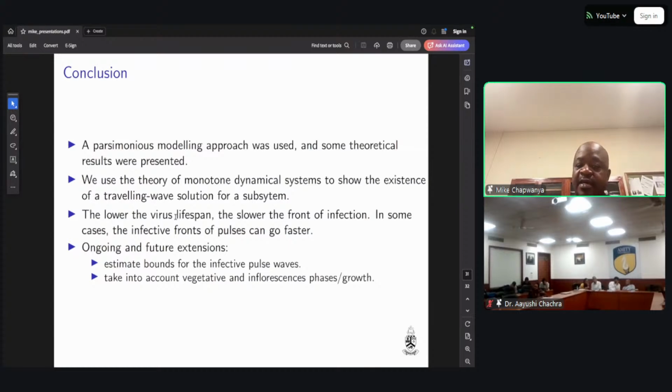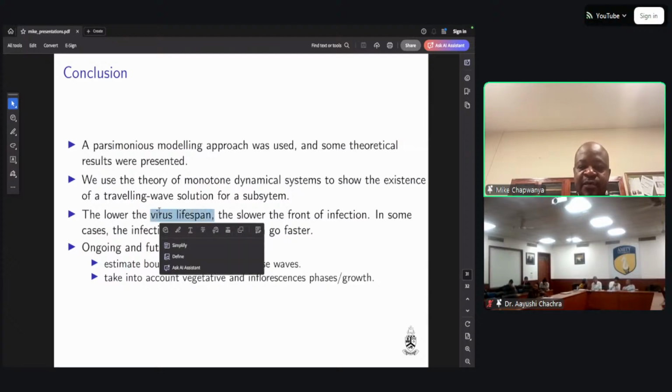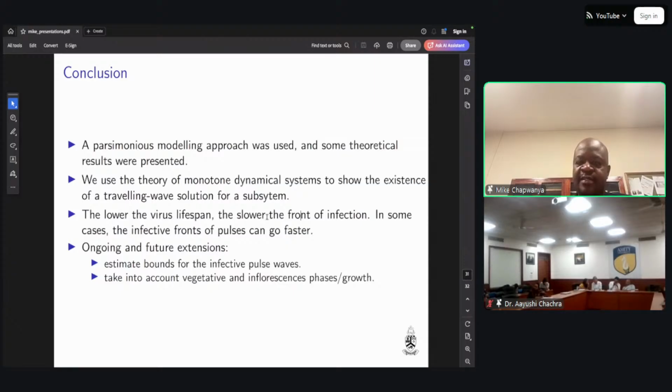Now, there are things that one can also go into, things like discussing further what we did, the virus lifespan. That was the delta that we discussed, to say if the disease disappears from the mouthpiece quite fast, you can reduce the effects of the virus itself, or you can also slow down the infection front, which means the spread of the disease.